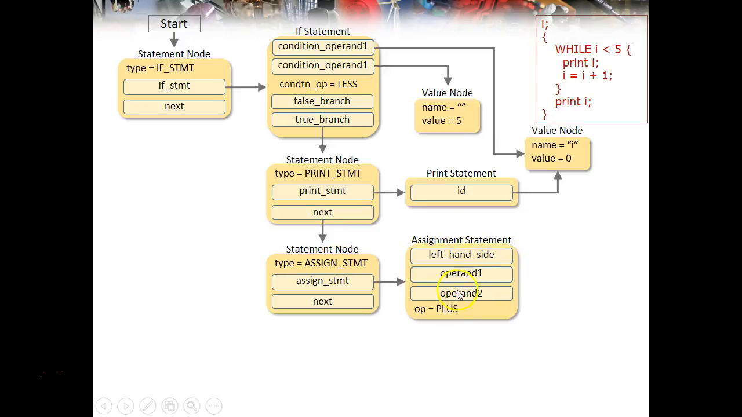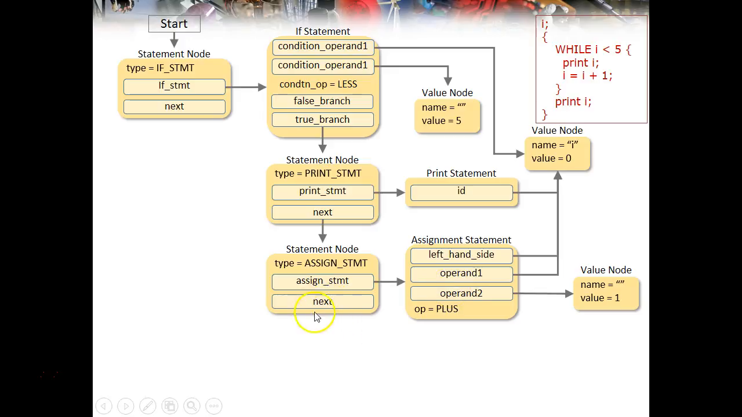It's got a left-hand side just like the last one, except in this case, the operand is a plus. So the left-hand side and the first operand are pointing back at the I node. That's because we have I equals I, then we have a plus, operand 2, which is just a new value node sitting out there. It's literal.